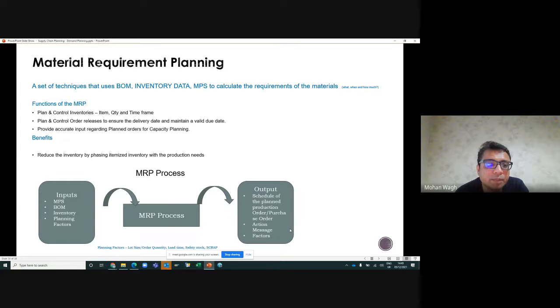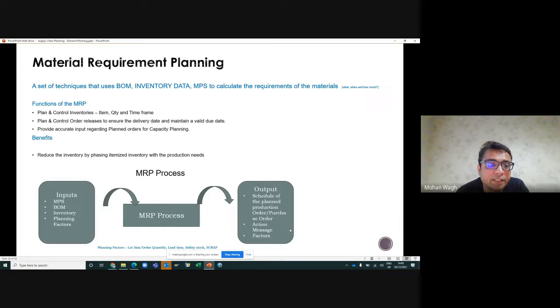What are the different functions of the MRP? How does it help us? It helps to plan and control the inventories, item quantity and time frame. It plans and controls the order releases to ensure delivery date and maintain a valid due date. What is due date? It's something we promise to our customers: your product would be available on so and so date, and it is generated based on the plan. We do the planned order for the production, or in case of purchase order, we procure the products from outside of our organization. All those things are managed and controlled by the MRP.